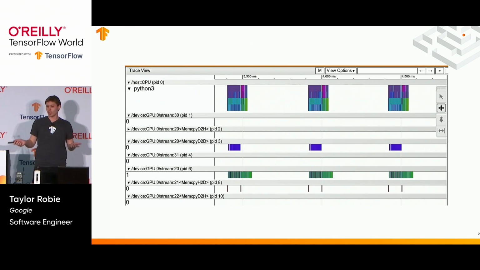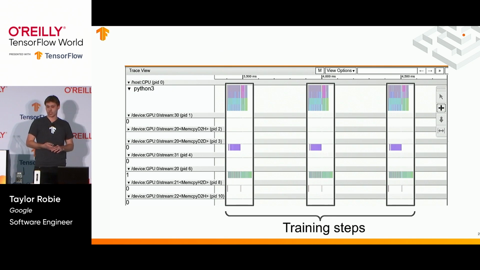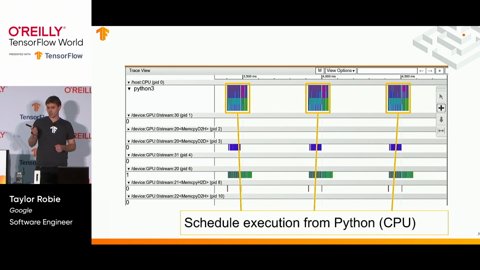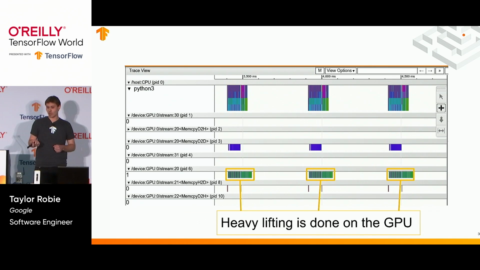So this is a timeline. Moving left to right, we have time, and then each row is a different thread. You can see that they're annotated with device. So the top row is the CPU, and then the bottom ones are the various GPU threads. In this case, we're looking at 3 different training steps. Each vertical line is an individual op that's been run by TensorFlow. You can see that the ops are scheduled from the CPU, and then they appear on the GPU stream, and the GPU actually executes the ops, and this is where the heavy lifting is done.